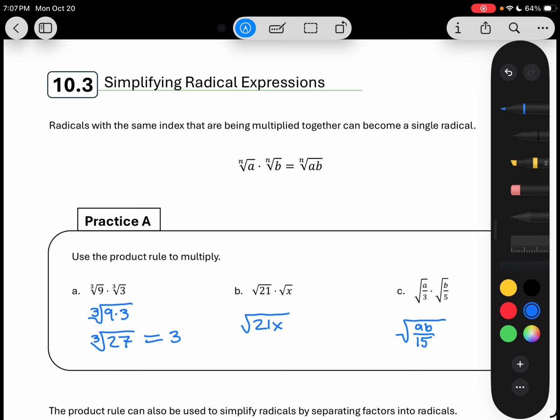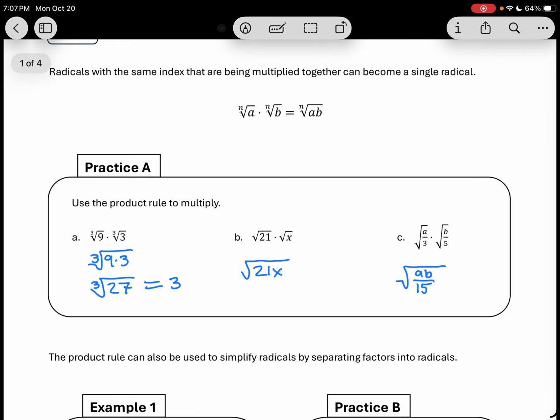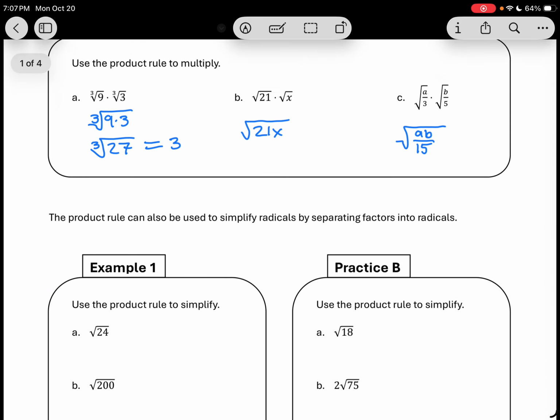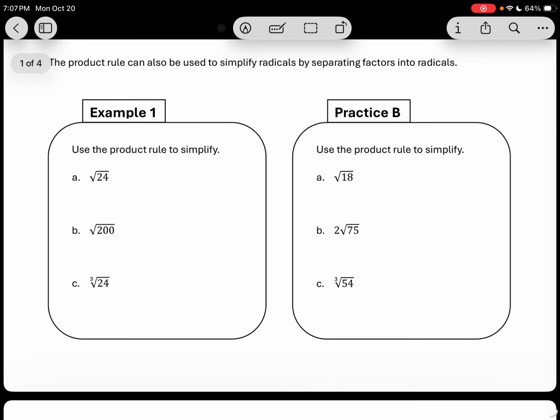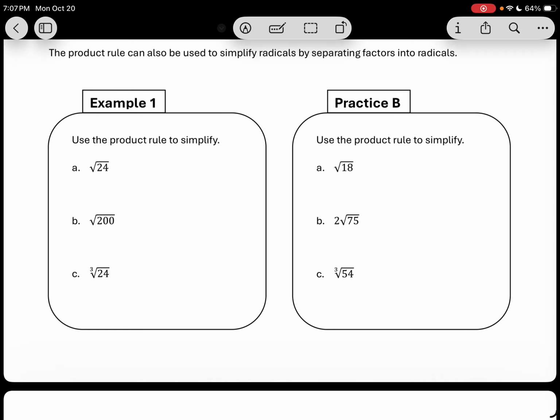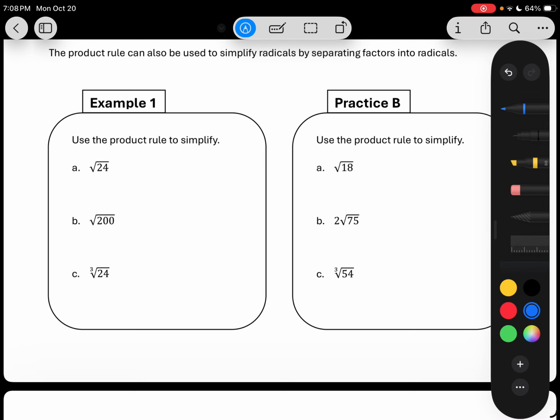Okay, so this helps when we are trying to simplify a root. If you take a look at example 1, it says use the product rule to simplify. In order to do that, we're going to go backwards. Rather than taking two roots separated by multiplication and bringing them into one root, let's take this root and separate it into two roots, so that we have a square root here and a square root here.